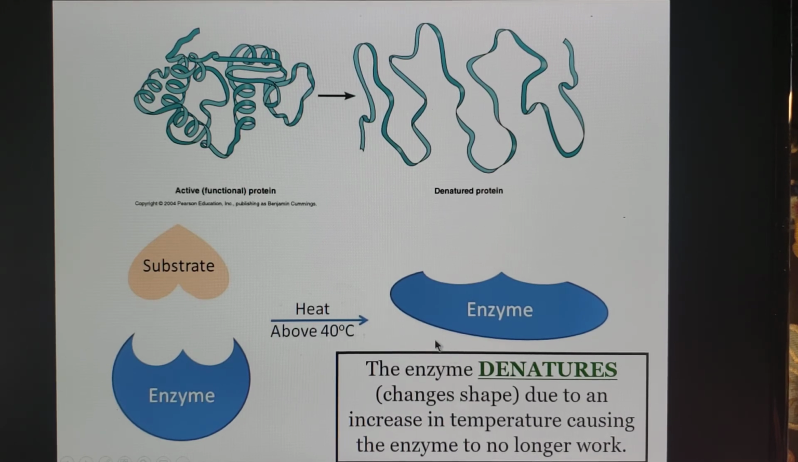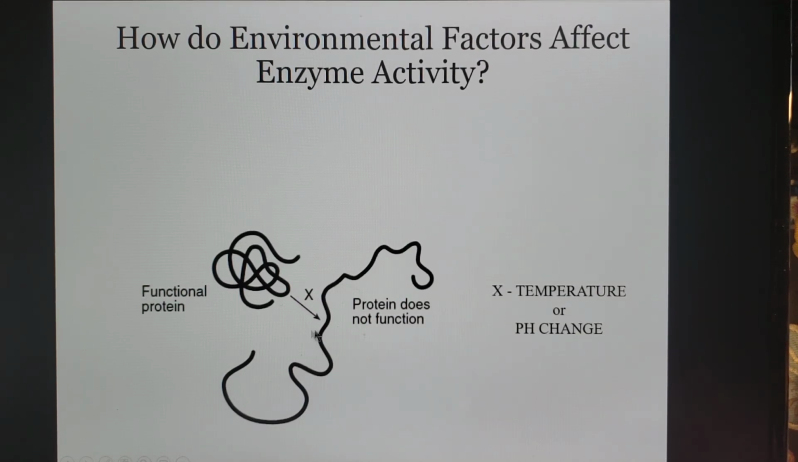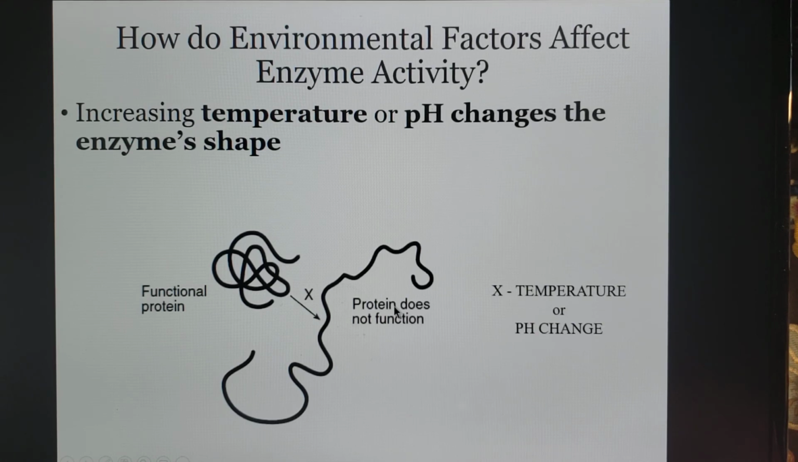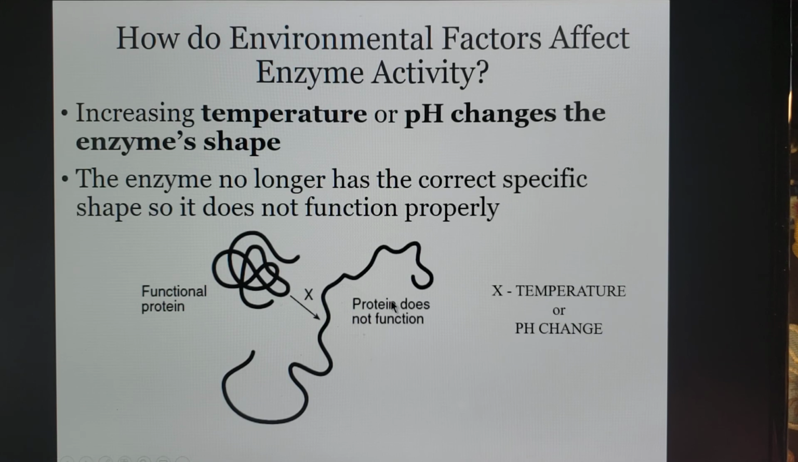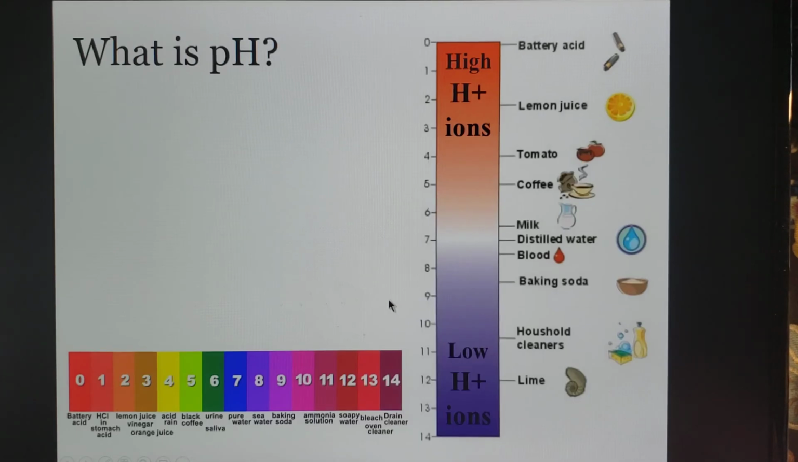So the enzyme's not able to keep this thing together, and we have a functional protein when it's all stringy like this, and it becomes loose, like just a piece of thread on the floor, because of the temperature or acidity change, but mostly temperature. The pH changes the enzyme shape. The enzyme no longer has the correct specific shape, so it does not function properly and it can't flow anymore, and it tends to stick together. And that's why the white of the egg is a solid, whereas the clear part is liquid.